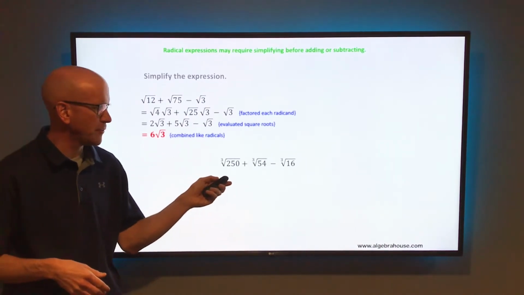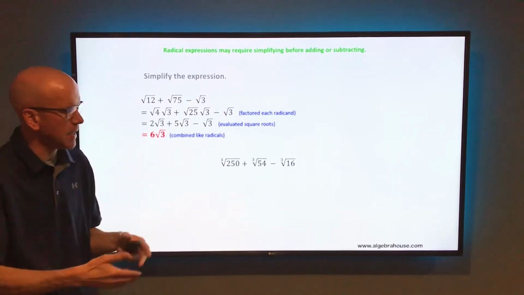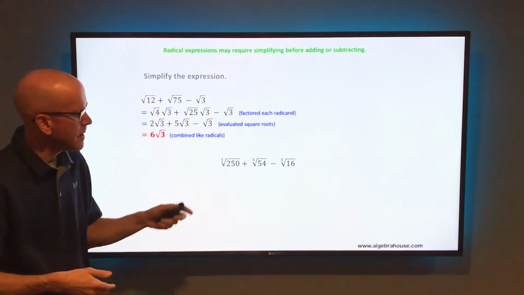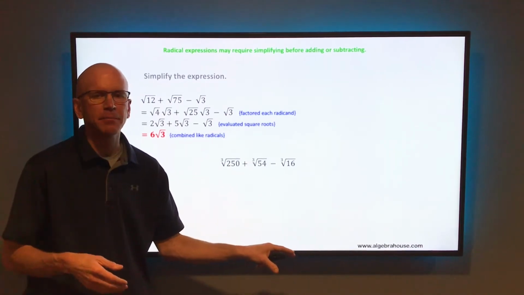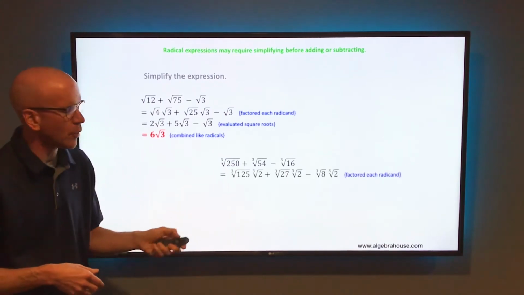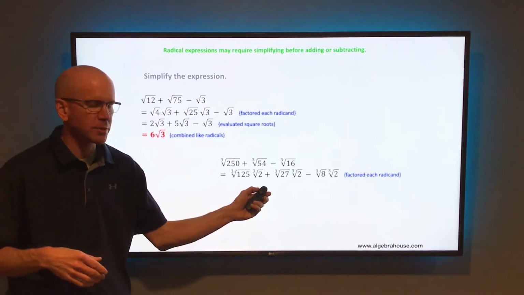Next, you have the cube root of 250 plus the cube root of 54 minus the cube root of 16. Again, you look at that and say, well, different things under the radical sign, it can't be simplified. But it might be able to break down into something that can be simplified. So the cube root of 250 will break into the cube root of 125 and the cube root of 2. 125 is a perfect cube, and 2 is what's left over.